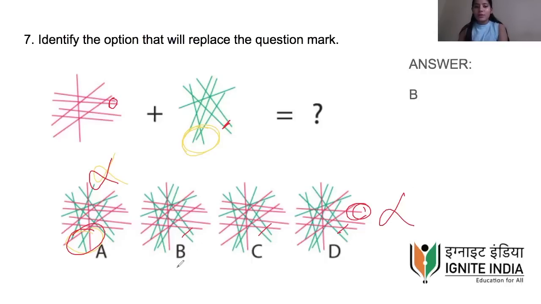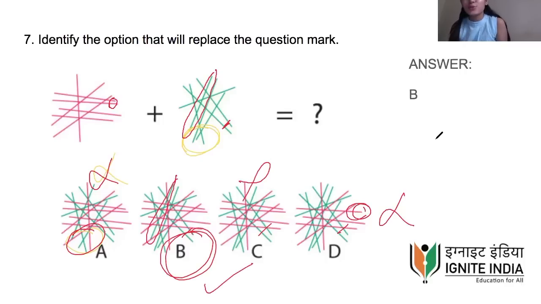Now coming to our options of B and C, let's try to take any one line. So if you see this line, it's present here, but it is missing here, which brings us to option B. It took me 5 seconds to do this, and that's how much it should take you.